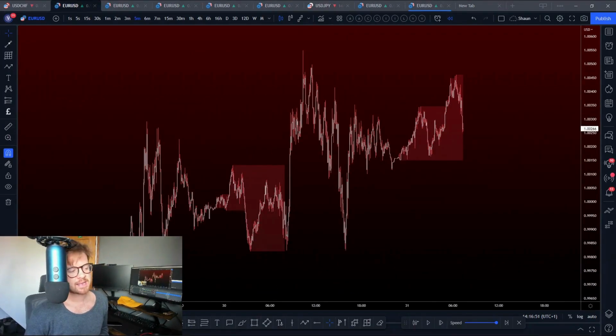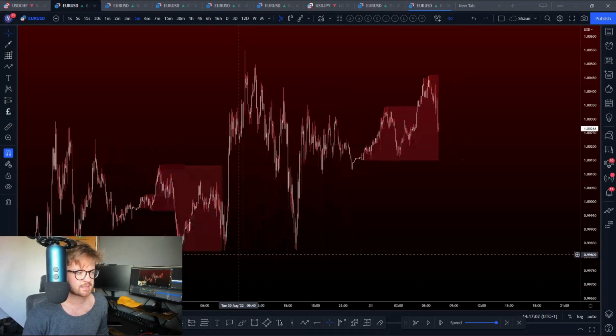Guys, we're going to look at some hand-picked examples now on the Eurodollar. Now, I say these are hand-picked. They are also recent price action, just so you know that this does play out quite a lot, and we can take advantage of liquidity in many situations.